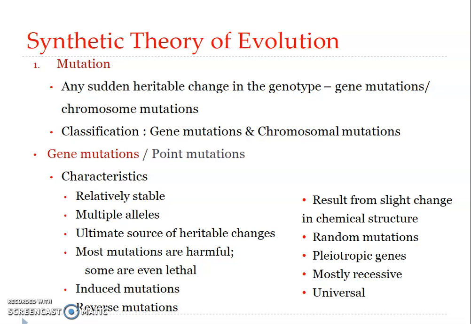Now we will look in detail at gene mutations. A gene mutation is any change in the chemical organization of the gene that is replicated and passed on to successive generations. It is also referred to as a point mutation because this change happens in a single gene and it affects only a particular locus in a chromosome. I hope you remember what a locus is. So a locus is a point in a chromosome, and since this change happens only at a single locus, it is referred to as a point mutation.